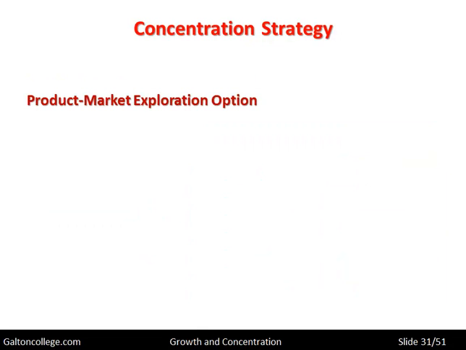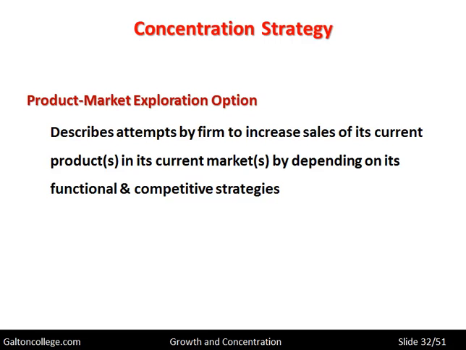So product market exploration. This describes attempts by the firm to increase sales of its current products in its current markets by depending on its functional and competitive strategies. So it's trying to increase sales of its current products in its current markets. So what it's trying to do is look at its competitive strategies. How is it doing against its competitors currently? Looking at its current customers and its current products.